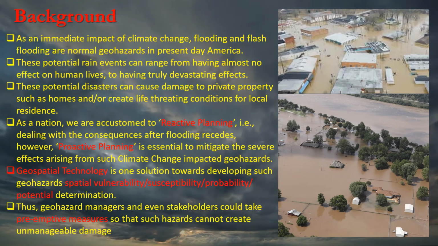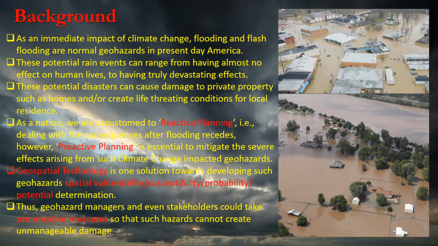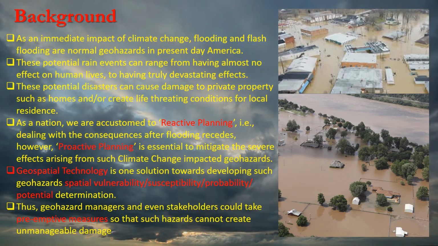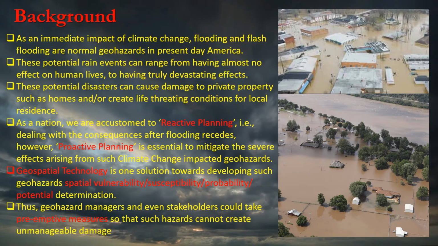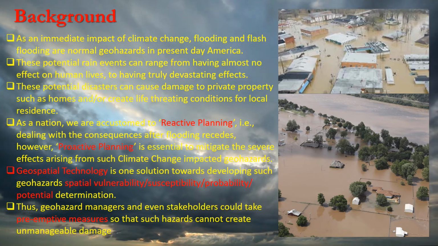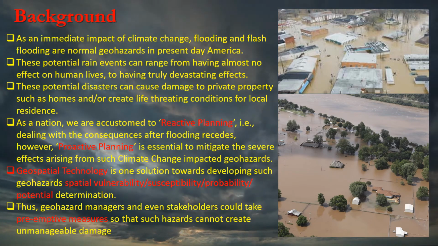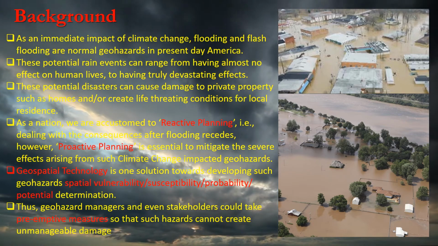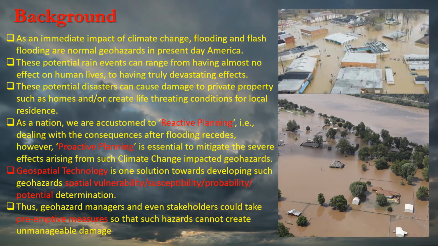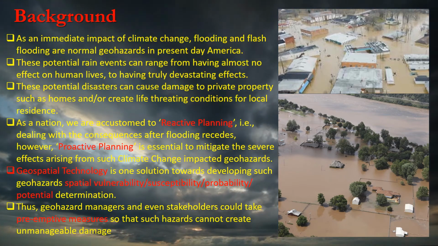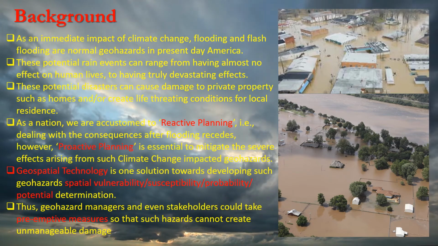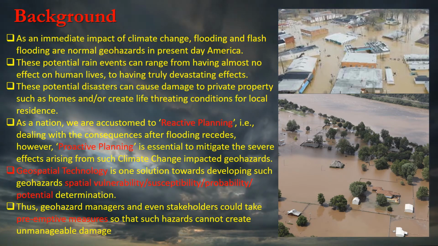And as managers, we are accustomed to reactive planning. That means dealing with the consequences after flooding, in this case, when the flood recedes. However, proactive planning is essential to mitigate such flooding-type geohazards. Due to climate change, most of the geohazard impact is getting enhanced. So if we go for proactive planning, maybe the severity of the geohazards and their impact may go down.